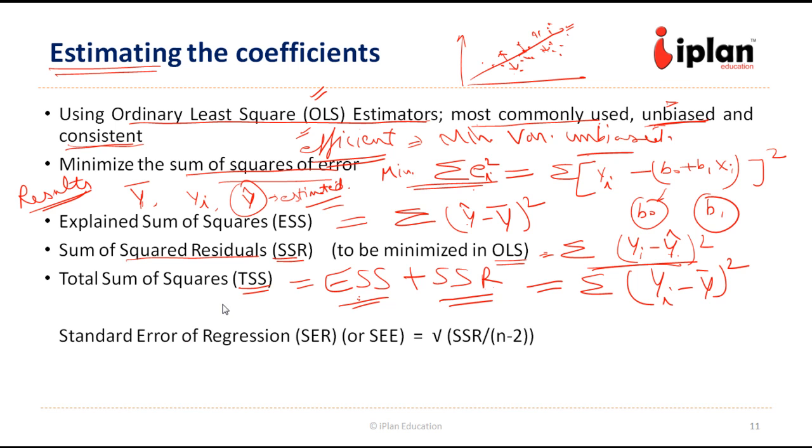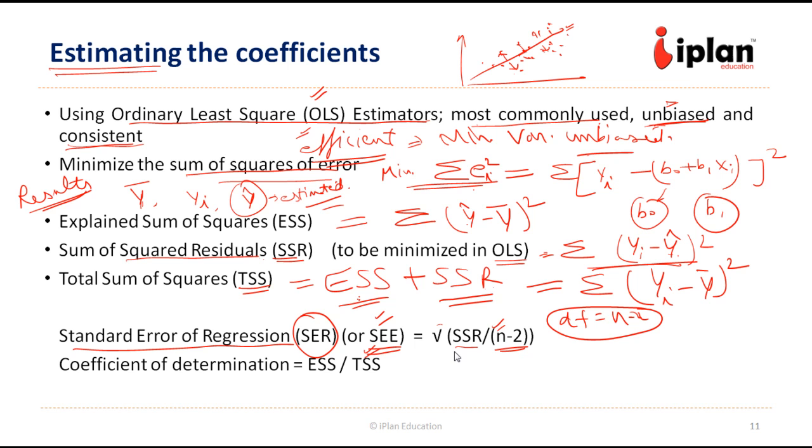Now, how do we measure how good our regression is? We have the standard error of regression, SER. We also call it the standard error of estimate, SEE, which is calculated as SSR, the sum of squares of residuals, divided by n minus 2, where n is the number of elements. So the degrees of freedom become n minus 2 in this case. We divide SSR by n minus 2 and take the square root, which gives us the standard error of regression or standard error of estimation.